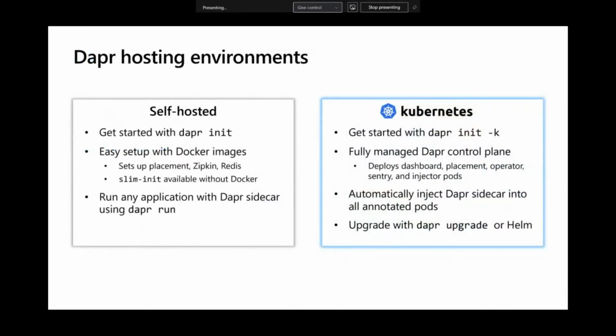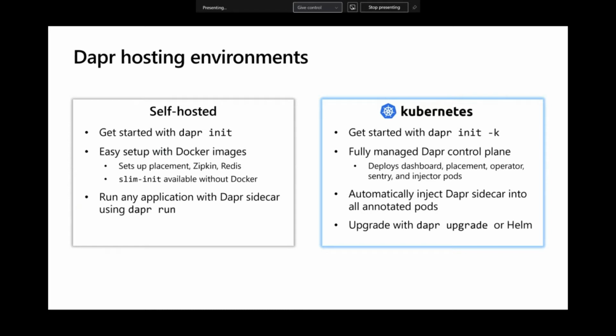So Dapr has two hosting environments. The self-hosted is really easy to use. It's what you do once you start developing, and it works with Docker images. And a Dapr sidecar is a process that gets created once you use the command line interface of Dapr with Dapr Run.